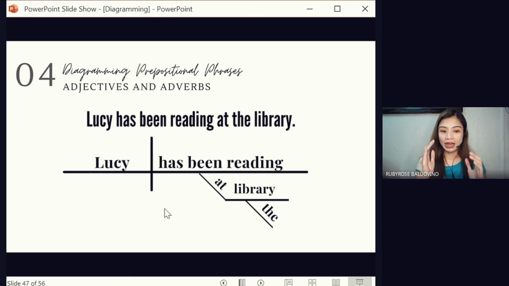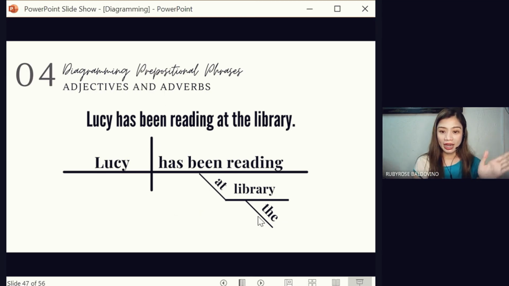Okay, so again, decide which is the subject and which is your verb. Lucy is our subject, has been reading is our verb. Now Lucy has been reading where? At the library. So at the library is our prepositional phrase that describes the verb, has been reading.